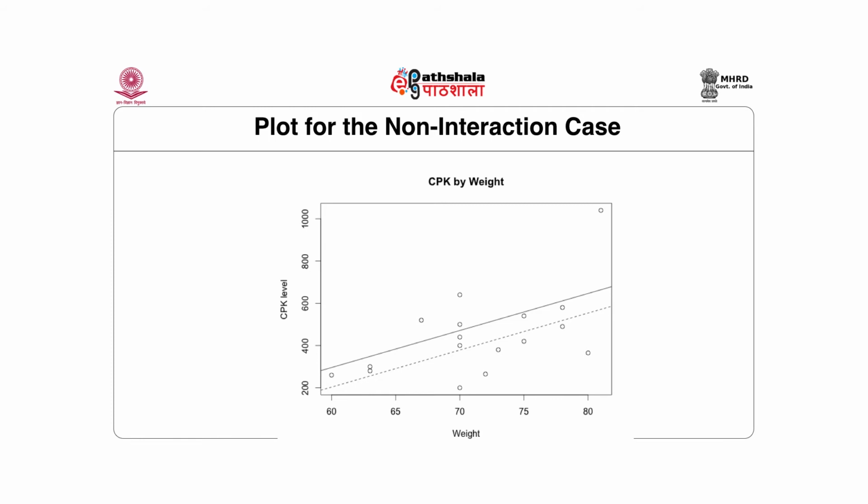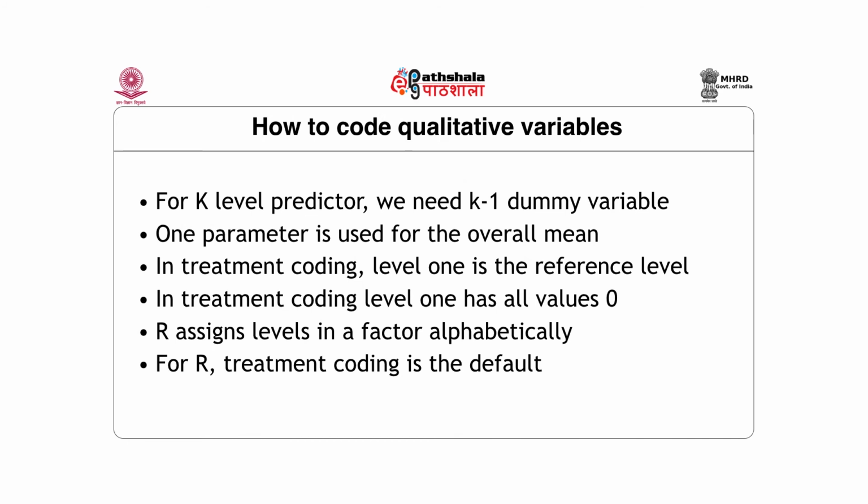One natural question from here on is why was age treated like that and what does that mean? We introduce a new term here known as dummy coding of a variable. For a k-level predictor, we need k-1 dummy variables. In our case, we had age at 2 levels: age more than 35, which was given a value of 1, and age less than 35, which was given a value of 0.